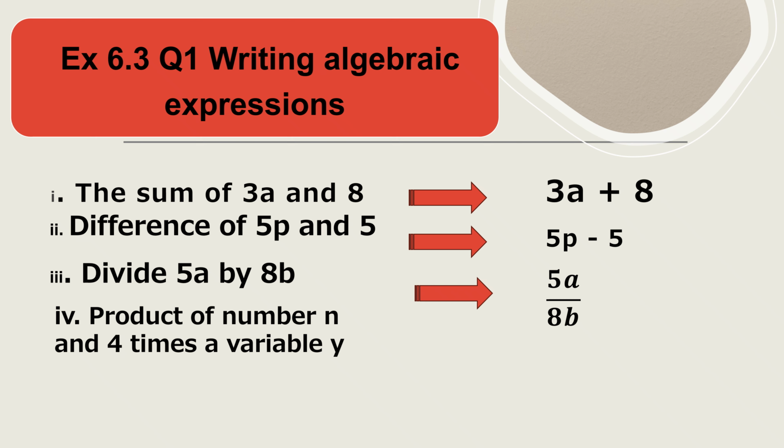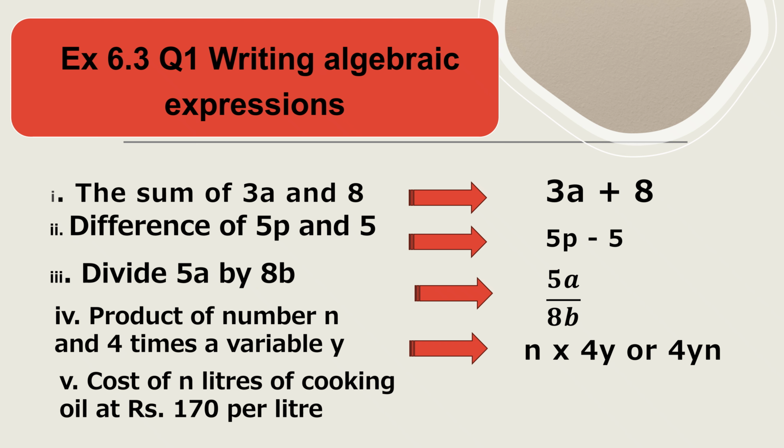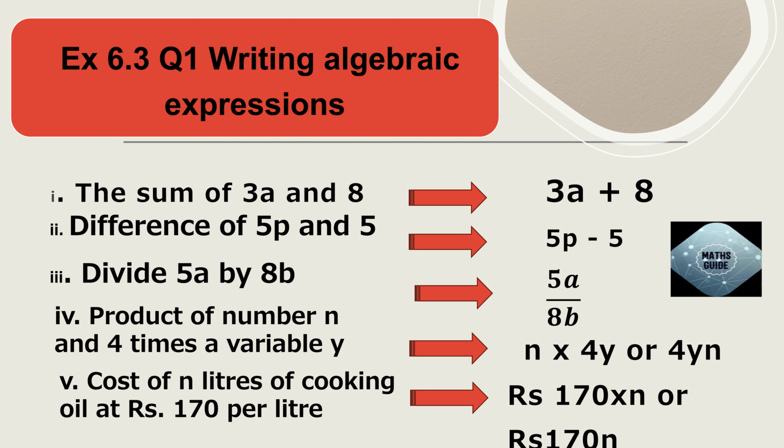First number is n and the second number is 4 times of variable y. So we can write it like this: n into 4 times of variable y or 4yn. Next, cost of n liter of cooking oil at the rate of 170 per liter. We have n liters of cooking oil and the rate of each liter is 170. So we can write it as 170 into n or 170n rupees.